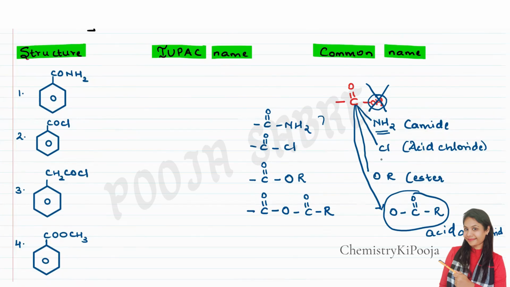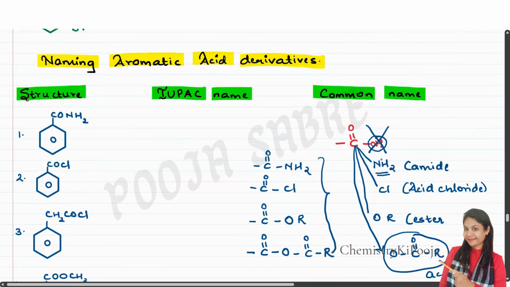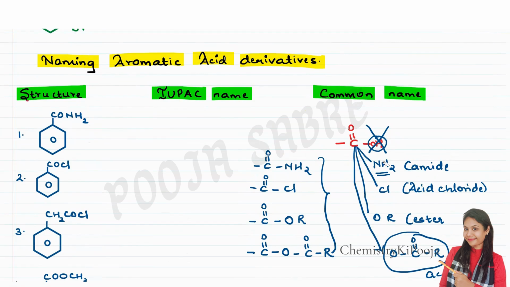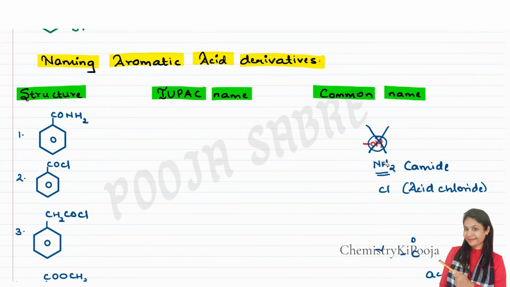So if any of these groups is present on the benzene ring, how do we name it? Everything I'm going to explain in this lecture. So keep watching till the end, and at the end of the lecture, I am sure you will be able to solve any type of question. Clear? Still, if you have any doubt or difficulty, you can write it in the comment box and I'll definitely help you with easier solutions. So I'll quickly erase this, or you can take a screenshot, and then we'll proceed with the topic.